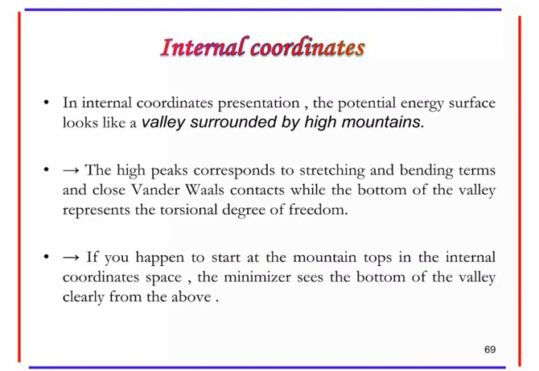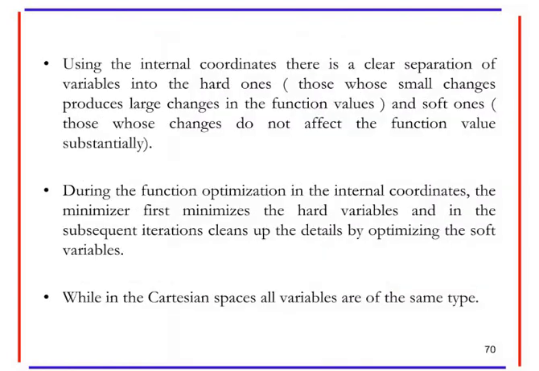So, internal coordinates. In the internal coordinate representation, the potential energy surface looks like a valley surrounded by high mountains. The high peaks correspond to stretching and bending terms and close van der Waals contacts, while the bottom of the valley represents the torsional angle degrees of freedom. So if you happen to start at a mountain top in the internal coordinate space, the minimizer sees the bottom of the valley clearly from above.